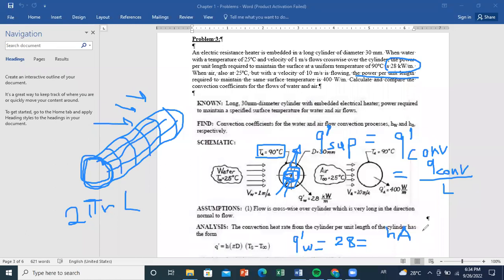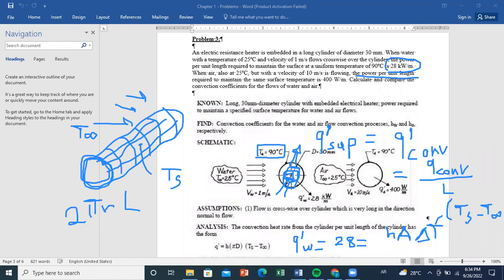So times, of course, delta T, which is the difference in temperature between the ambient air or ambient water, which is T infinity, and T surface. Now, should we do T surface minus T infinity or T infinity minus T surface? It depends on the flux direction. Here we know that we are losing heat. So the flux is going from the surface towards the fluid. This is why delta T here will be T surface minus T infinity.